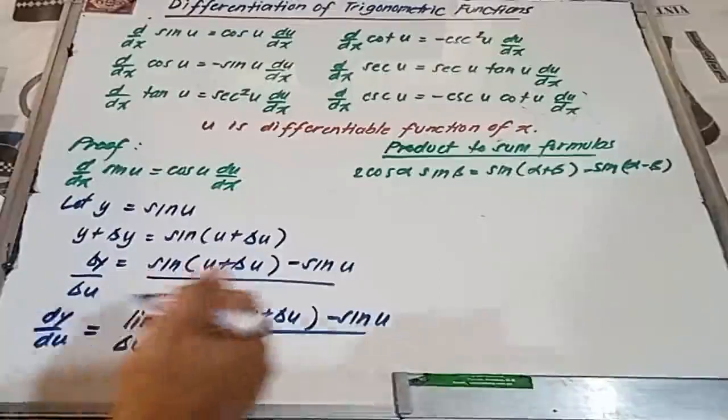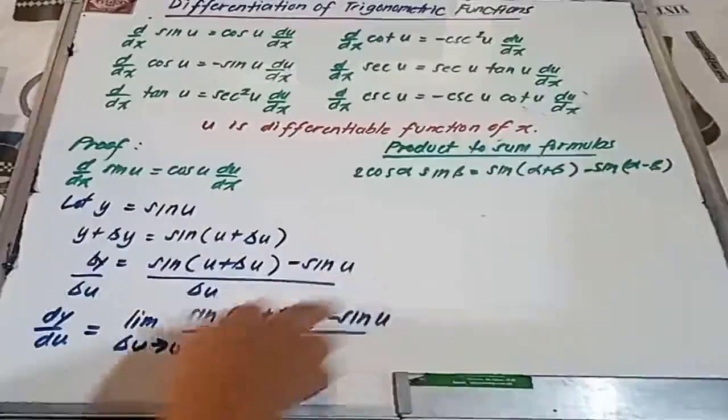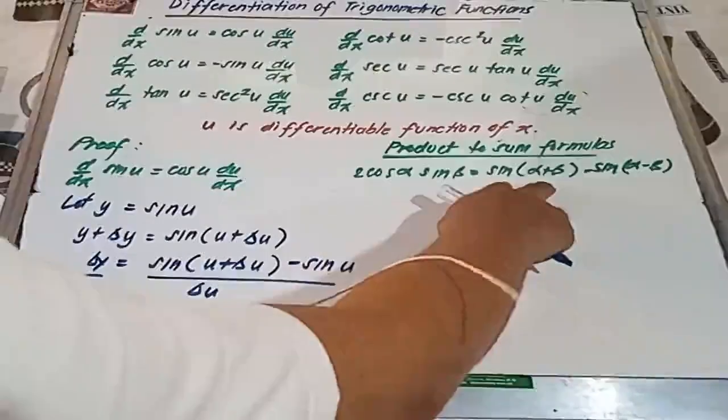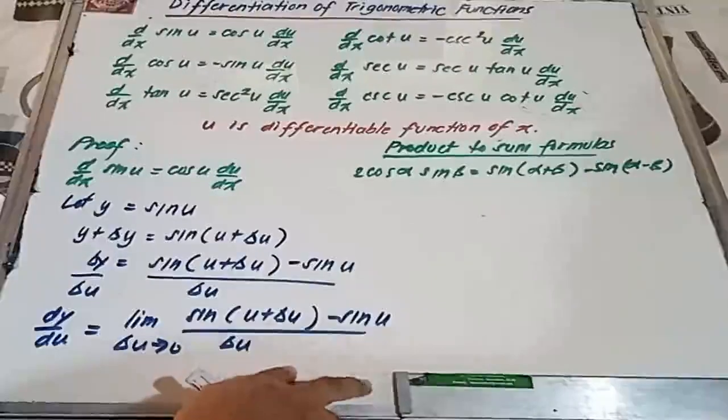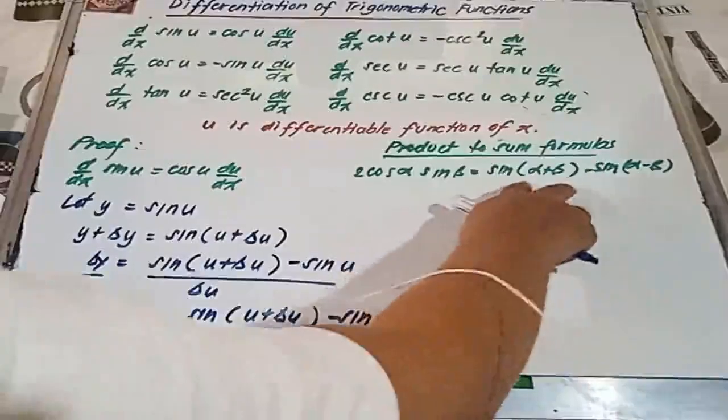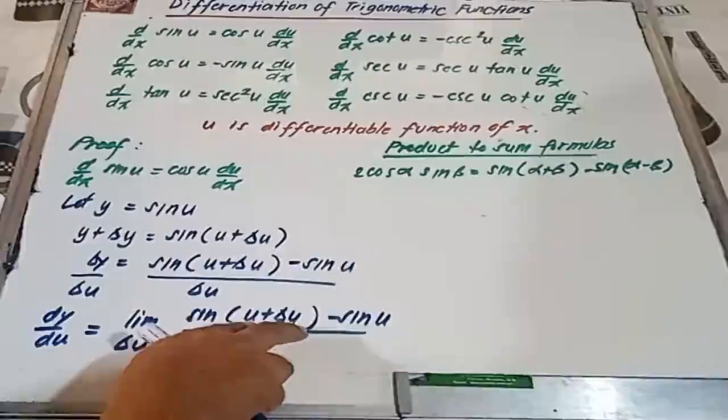We have two equations. Okay? So, from here, this is sine of u plus delta u, and this is minus sine u, which is sine of alpha minus beta. So, to solve for alpha and beta, we have here alpha plus beta equals u plus delta u.